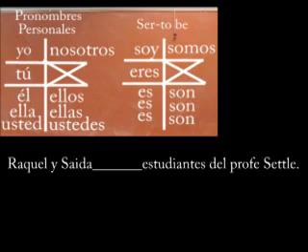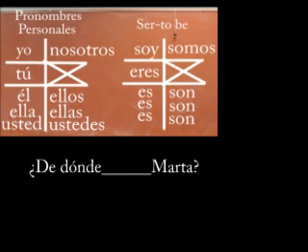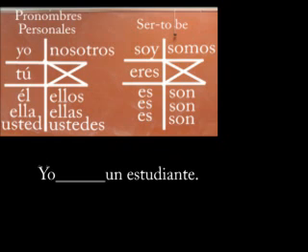If you said, Raquel y Zaida son estudiantes del profesor, then you were correct. And this? ¿De dónde es Marta? And the following? Yo soy un estudiante.